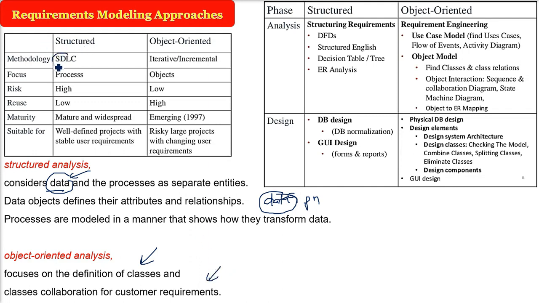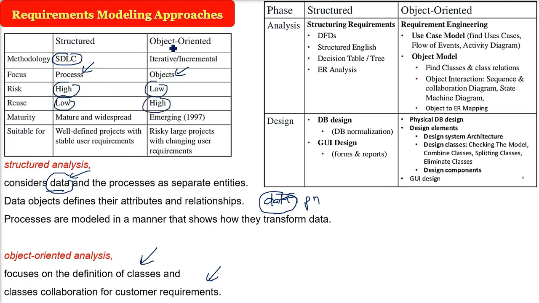In structured, the methodology is the conventional way, the software development life cycle, like the waterfall, like the spiral. In object-oriented, the methodology is iterative and incremental. When we talk about focus, structured is focusing on processes, object-oriented is focusing on objects. When we talk about risk, in structured it is quite high, in object-oriented it is low. Reuse is very less in structured, very high in object-oriented.